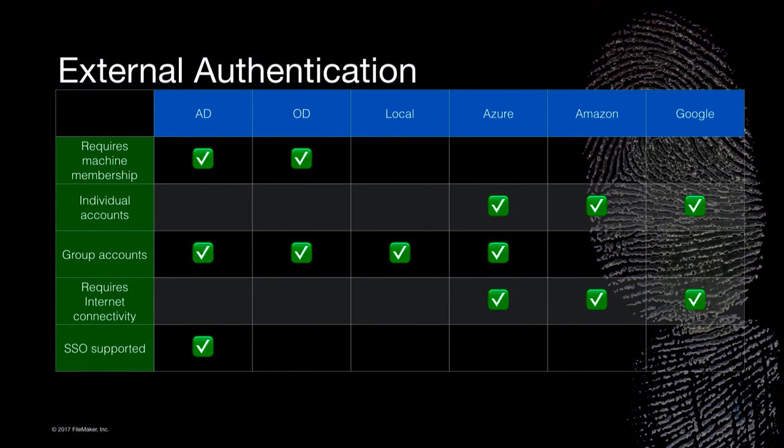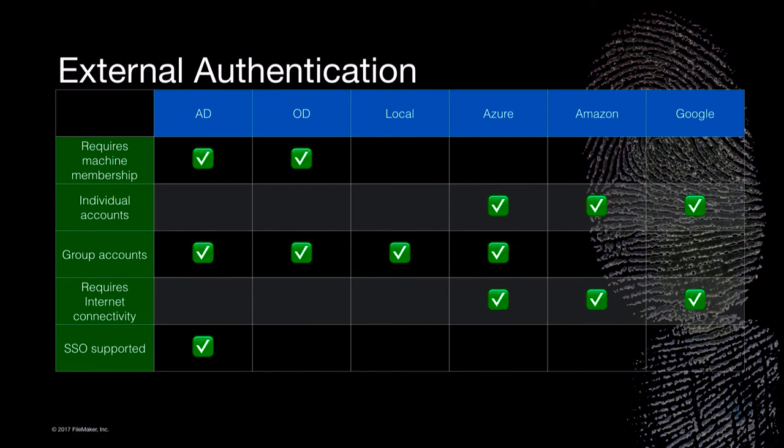AD, OD, local, and Azure have the concept of a group, right? So where you don't have to create individual accounts in your FileMaker file. You just have to create a group, and then the group membership is something that you manage completely outside of FileMaker, which is, in my opinion, where the true power is of using external authentication. Now, Azure, Amazon, and Google, as I mentioned before, require internet connectivity, right? So the provider is outside your network, and it has to be able to communicate to your FileMaker server, right? So your FileMaker server has to be reachable from the internet, which is something to consider.